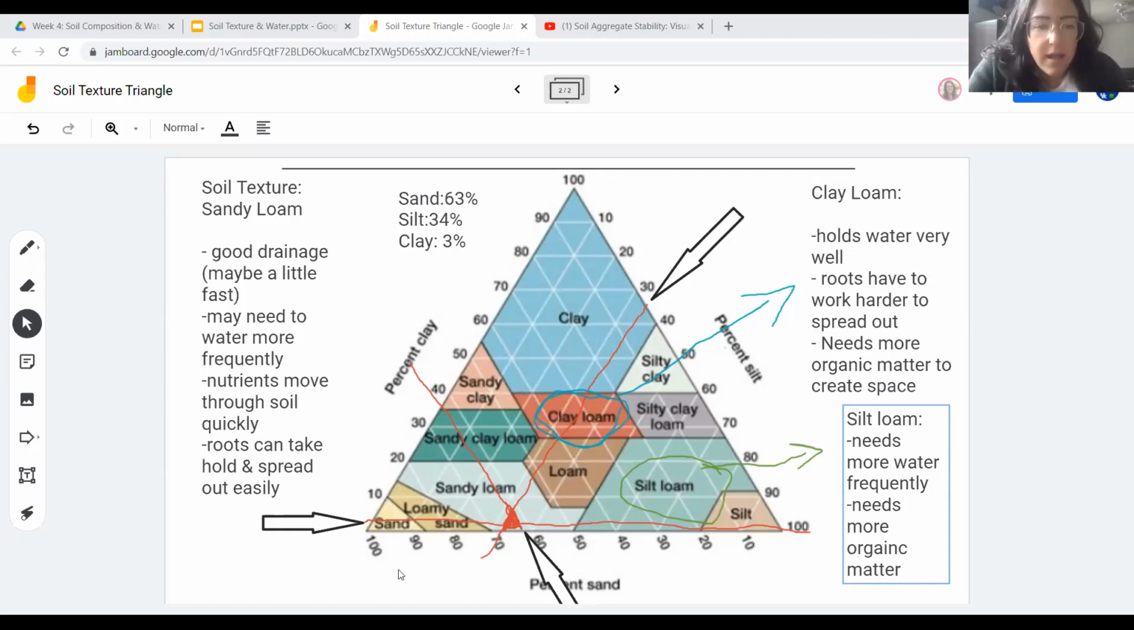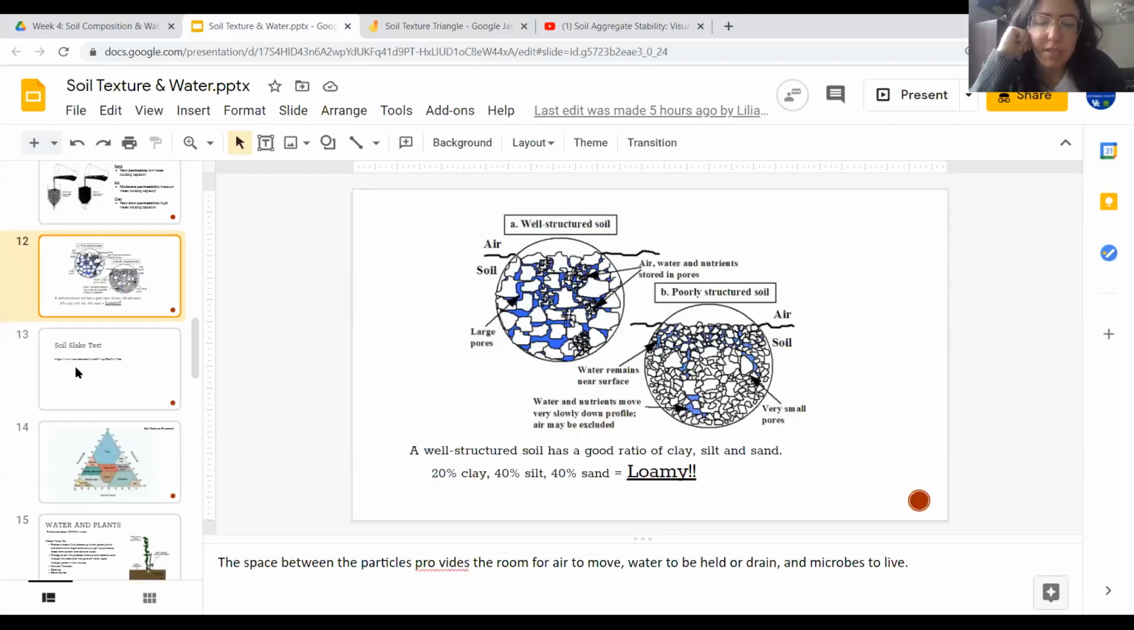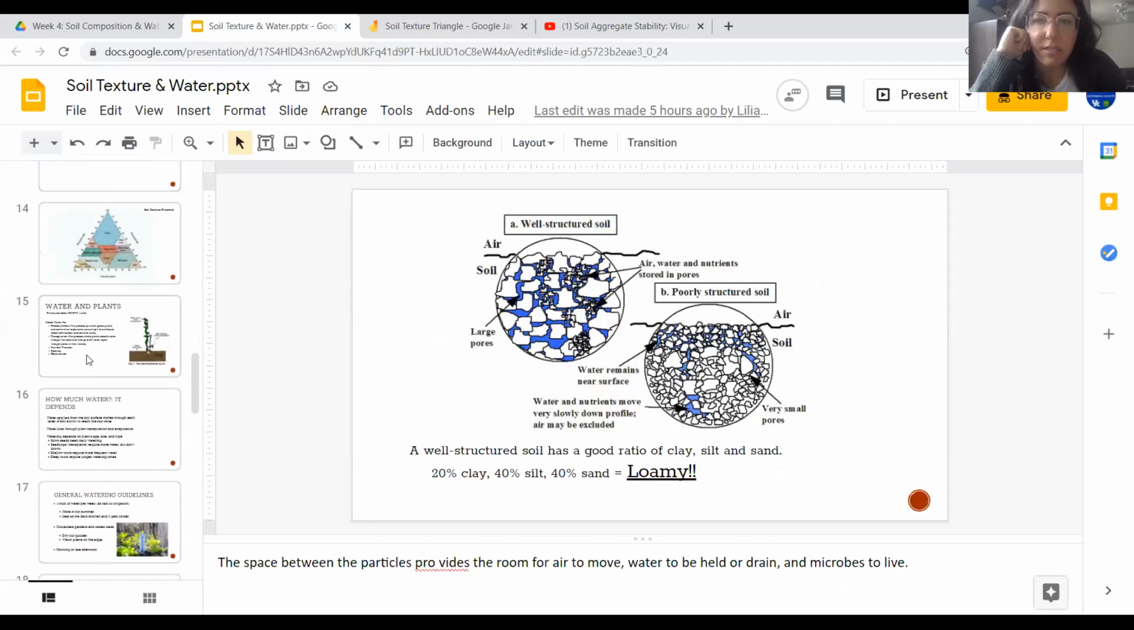All right. Well, any other questions or comments about soil texture before we move into talking about water? Bethany, you did such a good job drawing those lines. I could not have done that. Oh, thank you. That was very stressful.